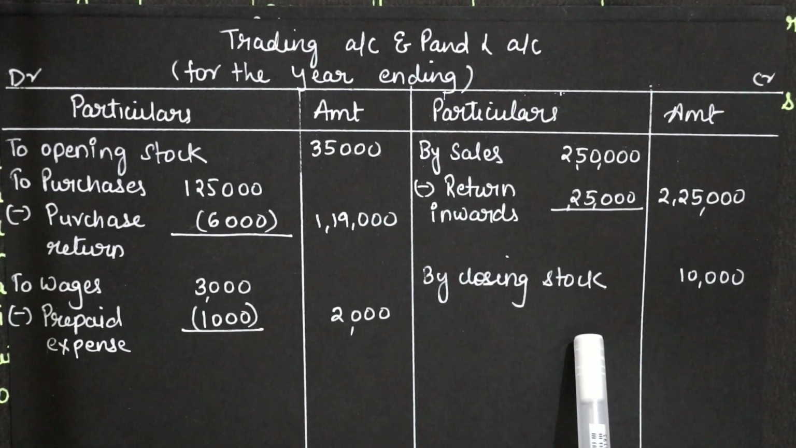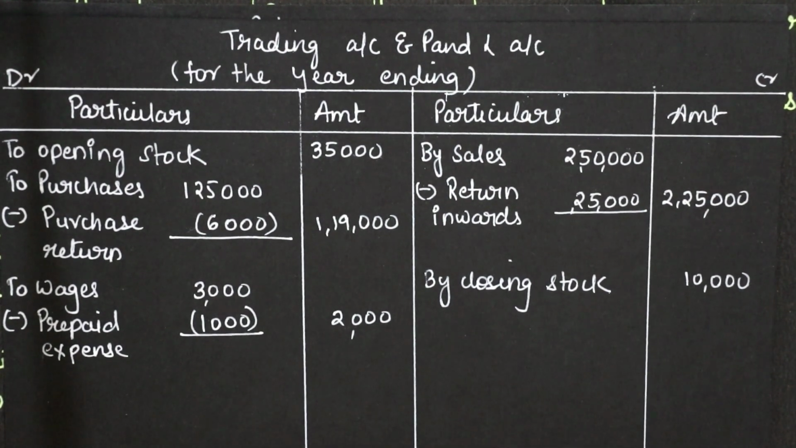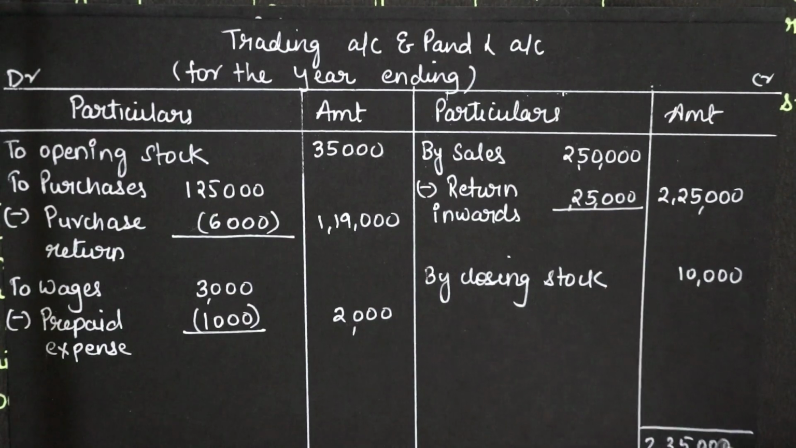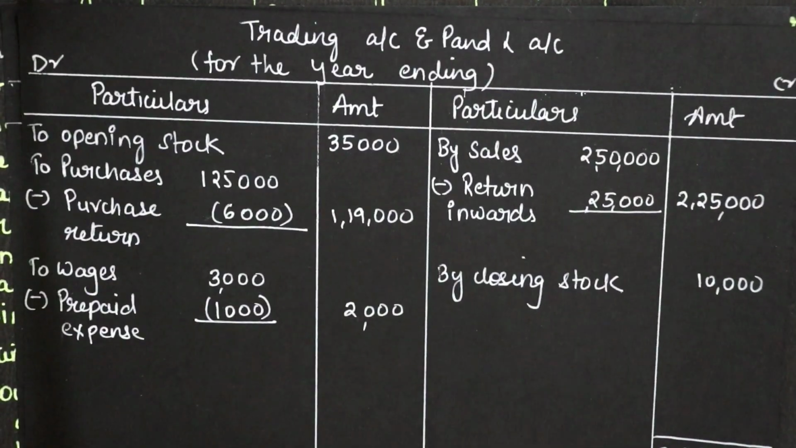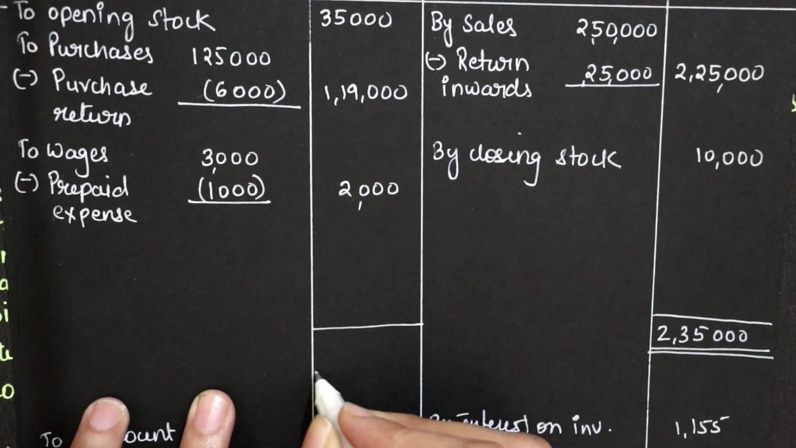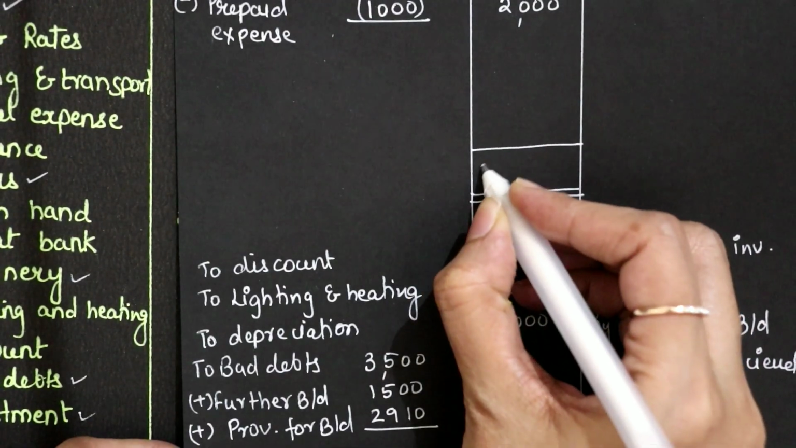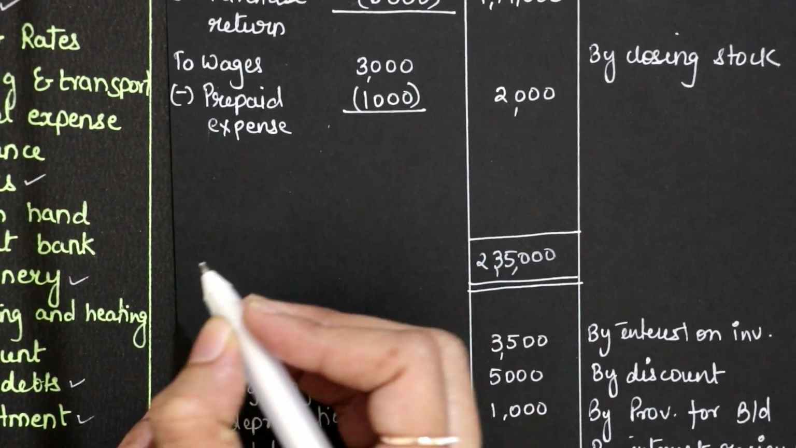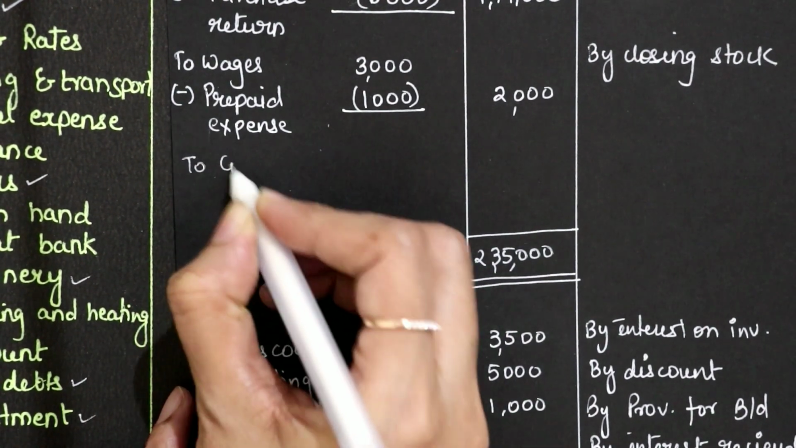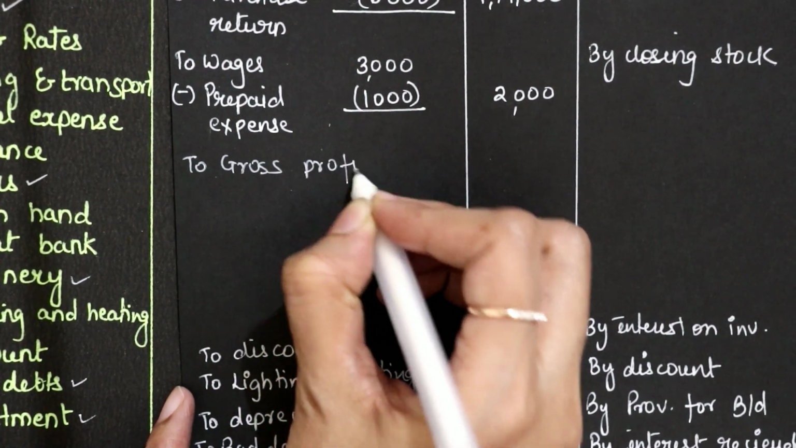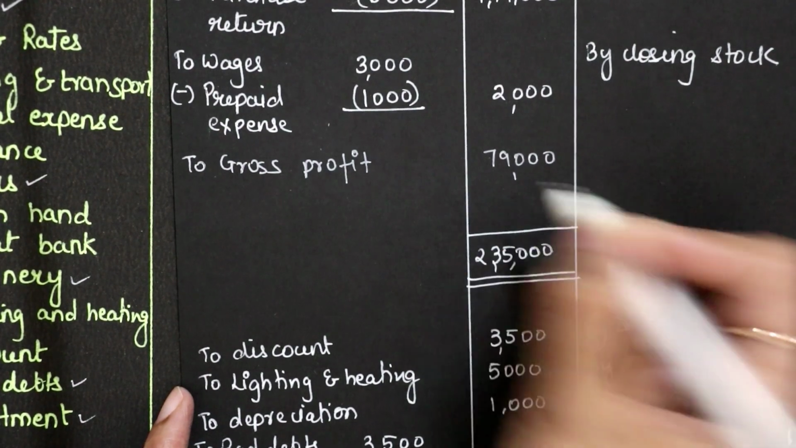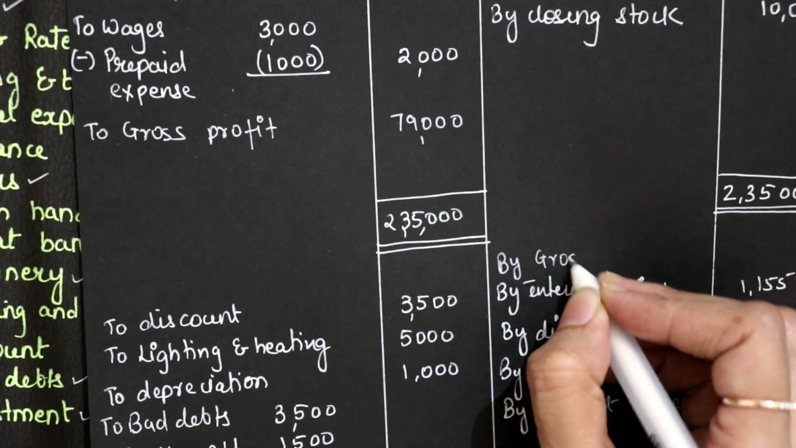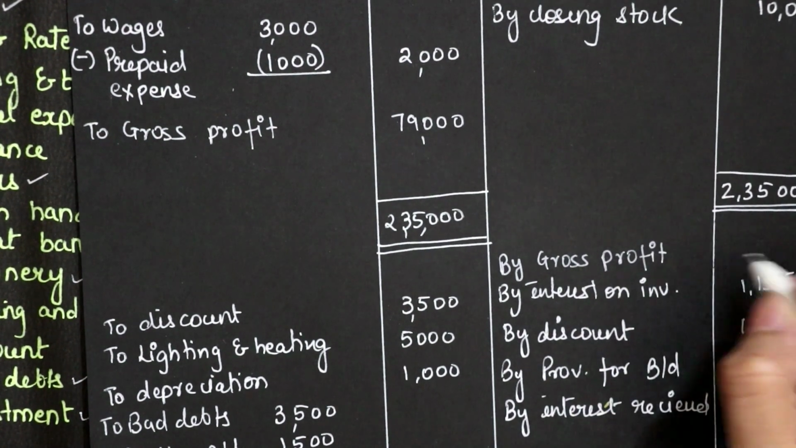The total of credit side of trading account comes heavier, 2,35,000. So we will close trading account with 2,35,000 by writing 2,35,000 on both sides of trading account. The gross profit comes to 79,000. Now we will transfer this gross profit to the credit side of profit and loss account by gross profit 79,000.